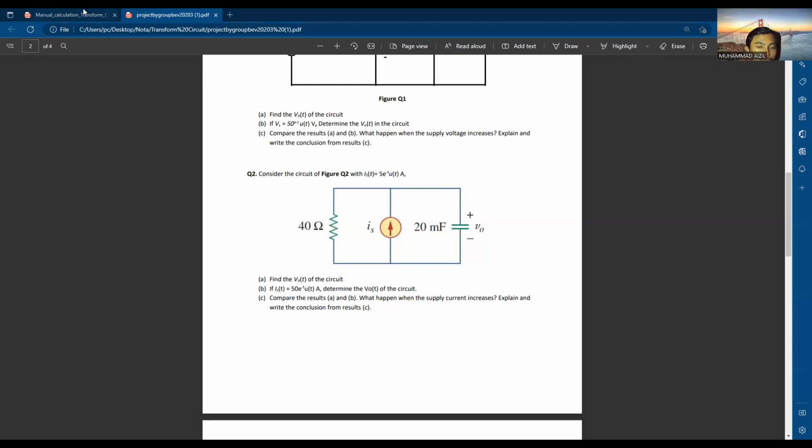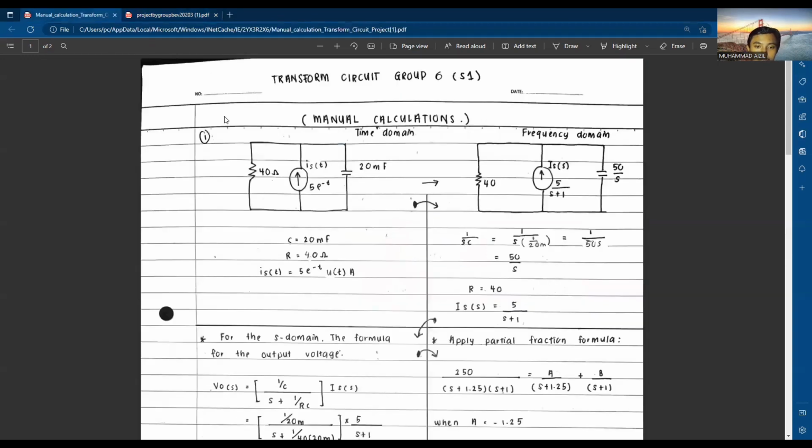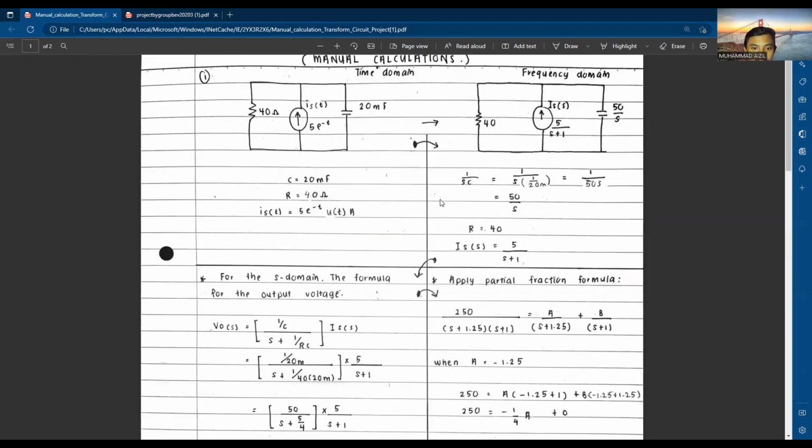So I want to proceed and present the manual calculation. This is the manual calculation for time domain and frequency domain. The question given is in time domain, so we need to change the circuit to frequency domain. As we can see here, the value of the capacitor is 20 millifarad, the value of the resistor is 40 ohm, and the value of Is(t) is 5e^-t u(t) ampere.